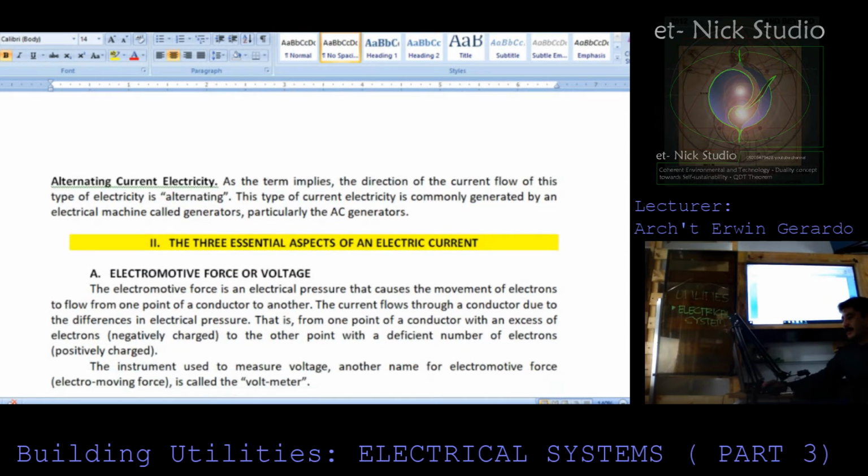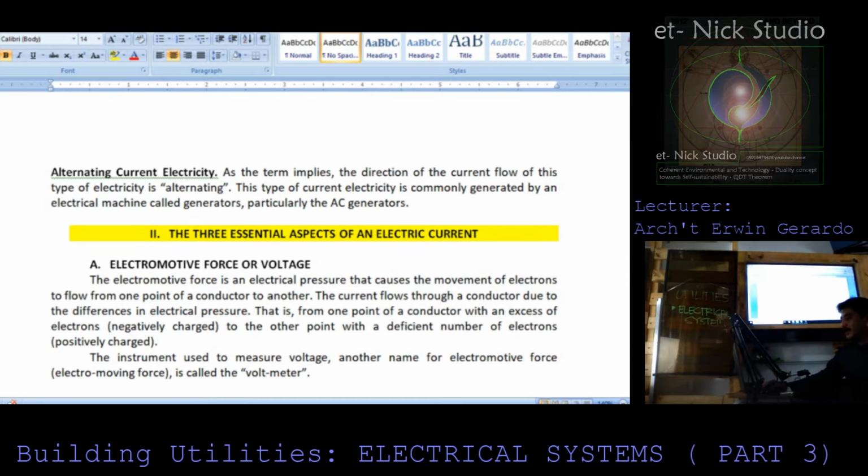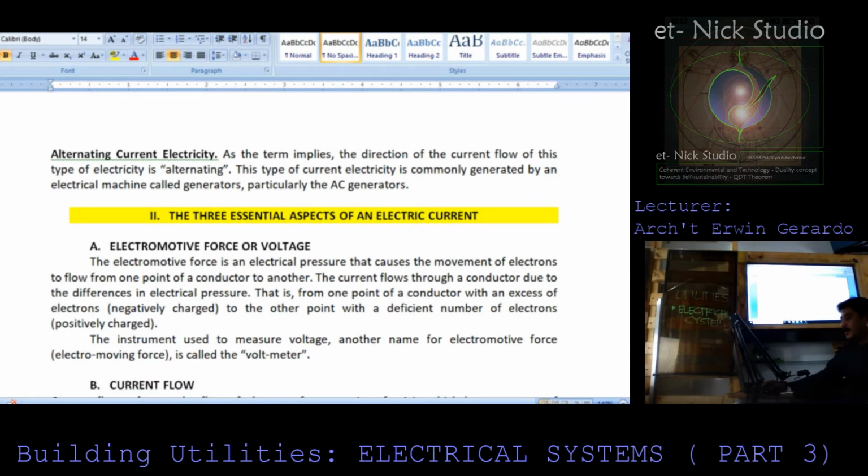Alternating current electricity, as the term implies, the direction of the current flow of this type of electricity alternates. This type of current electricity is commonly generated by an electrical machine called a generator, particularly the AC generator.